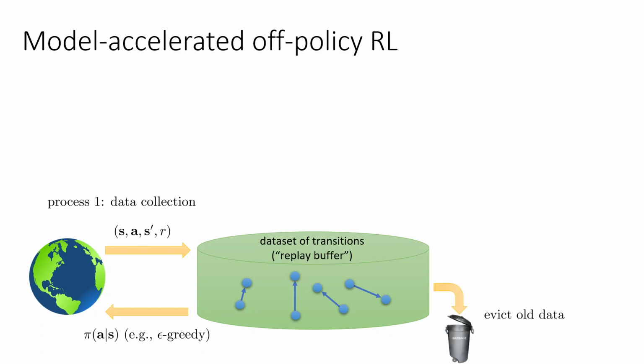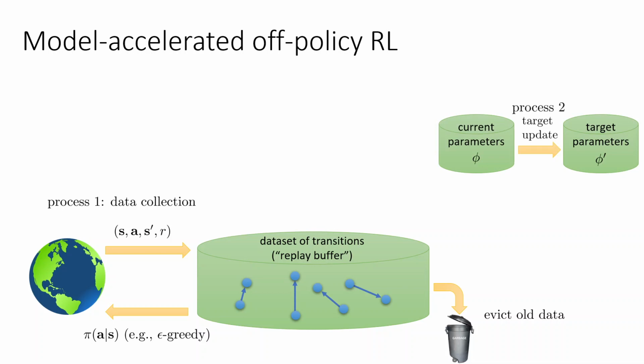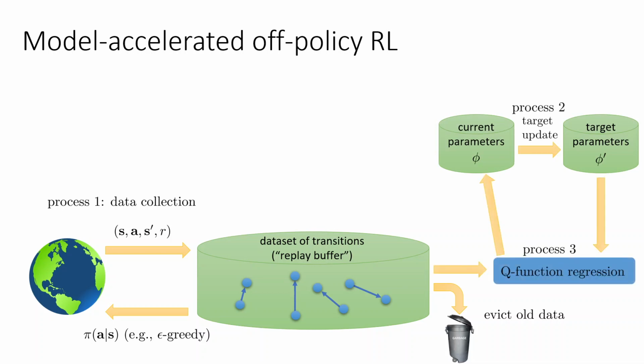There's a process that evicts old data from the buffer that's gotten too old. There's a process that updates the target network parameters using the latest network parameters. And of course, there's the process that performs Q function regression by loading batches from the replay buffer, making updates on them using the target network, and updating the current parameters. Okay, so this is the kind of schematic diagram of Q learning that we saw in a previous lecture.